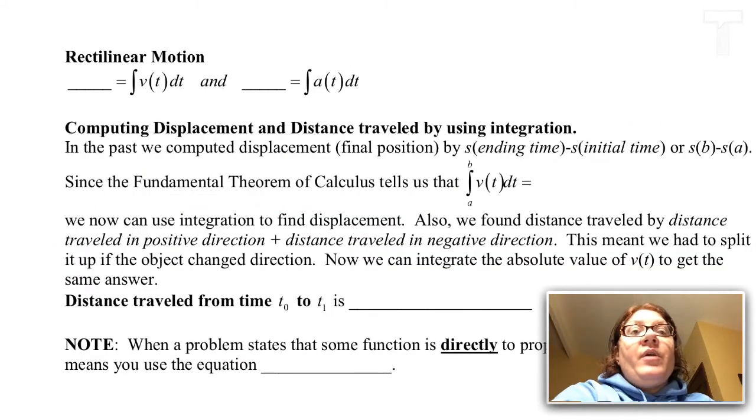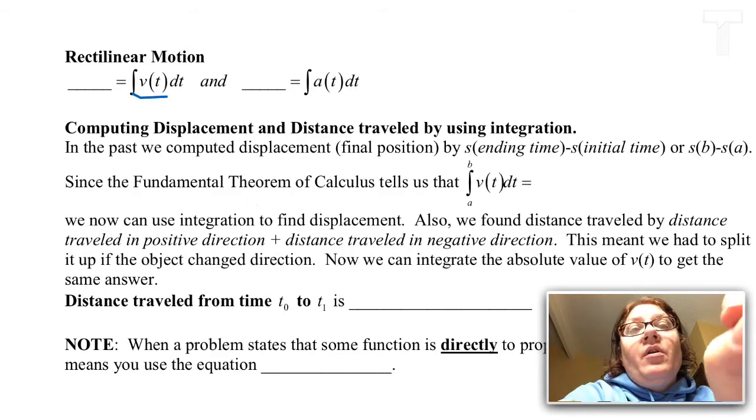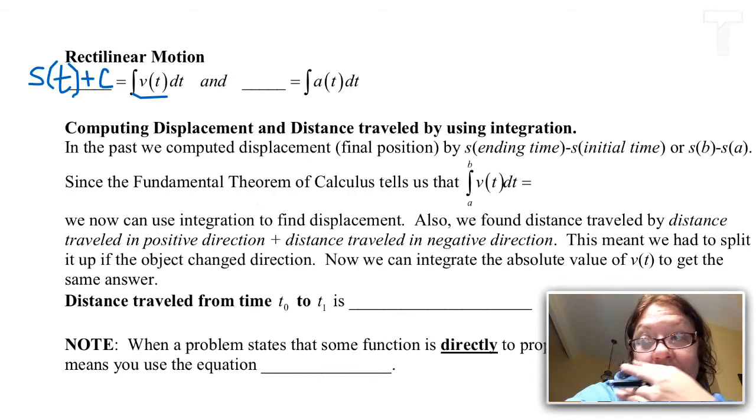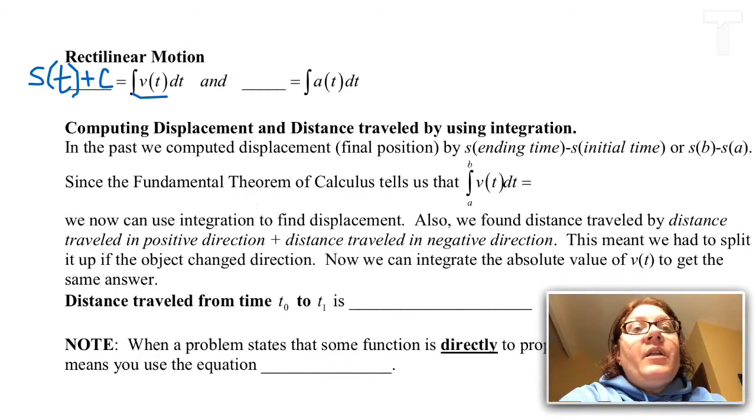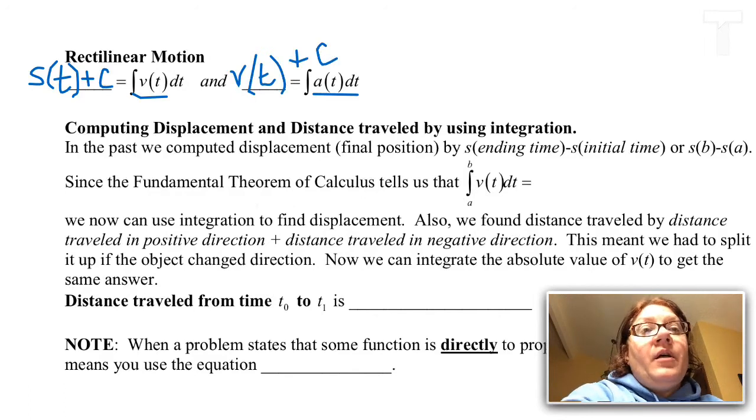So just a little bit of a recap. If we take the antiderivative of velocity, of course, we end up with position. And since that's indefinite, it would have a plus c. And if we take the antiderivative of acceleration, we'd end up with velocity. I don't think this is a new thought for you. The antiderivative of acceleration would give us velocity.